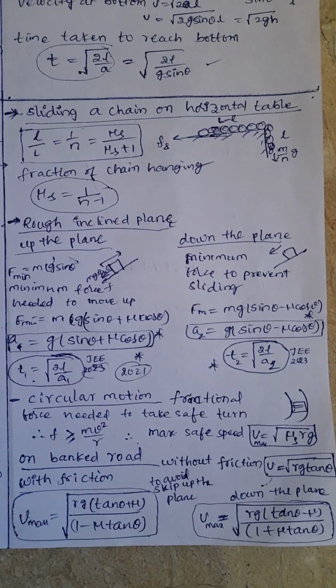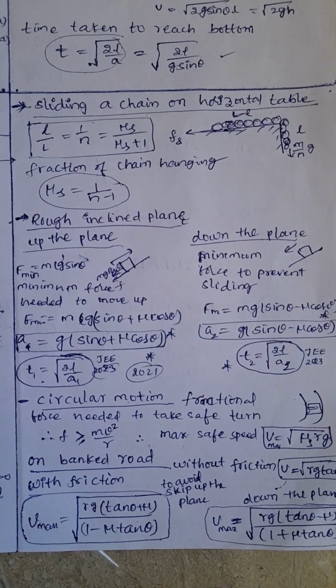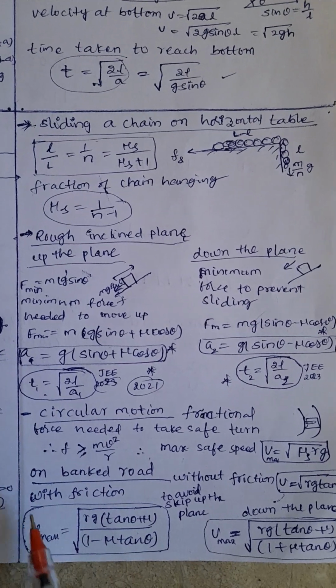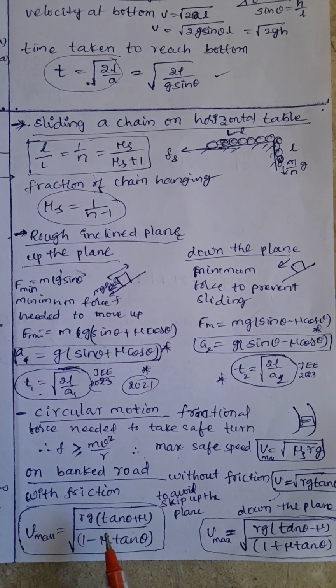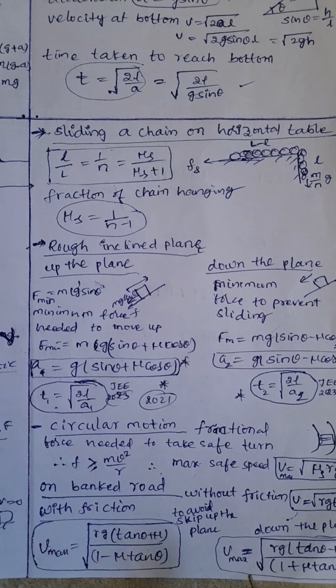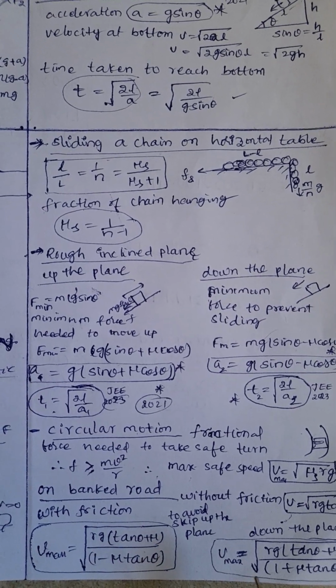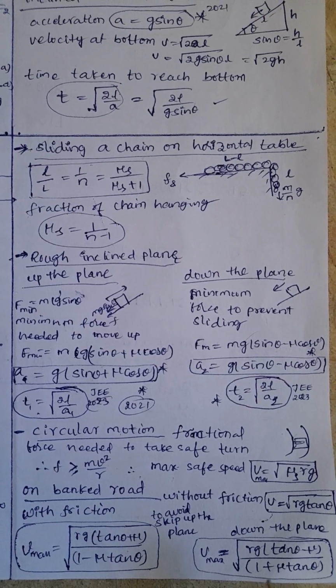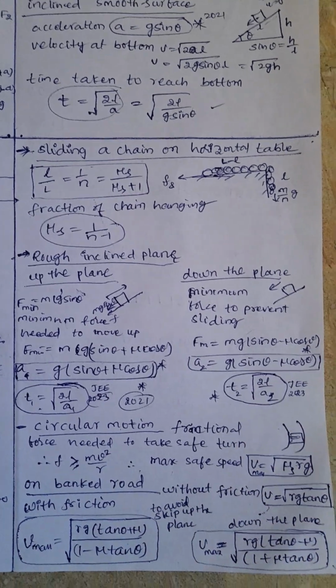And with friction on a banked road, to avoid skidding up the plane, v maximum is equal to root over r g into (tan theta plus mu) by (1 minus mu tan theta), whereas down the plane the maximum safe speed v is equal to root over r g into (tan theta minus mu) by (1 plus mu tan theta).